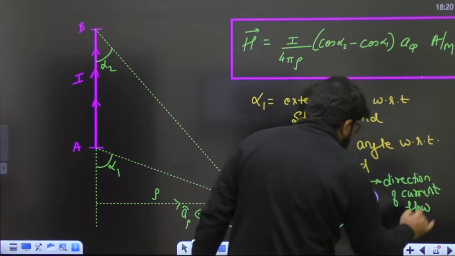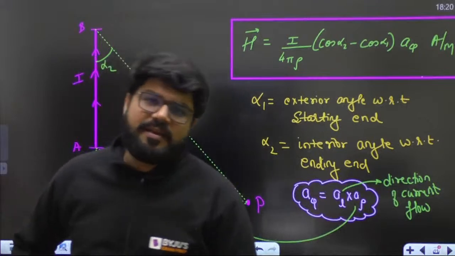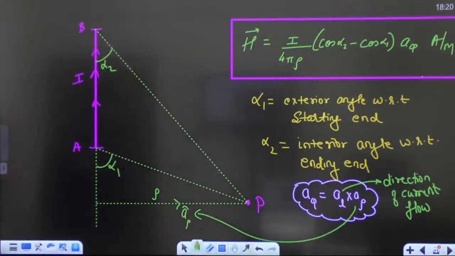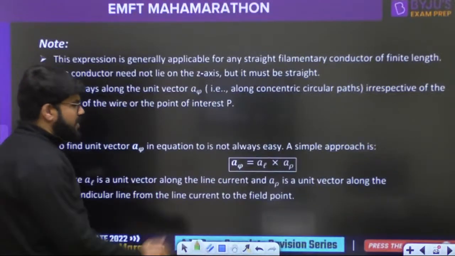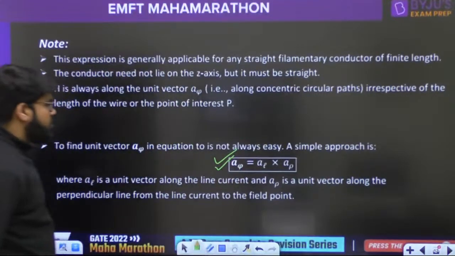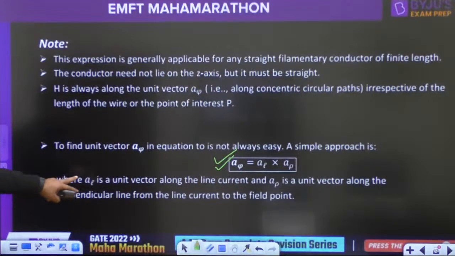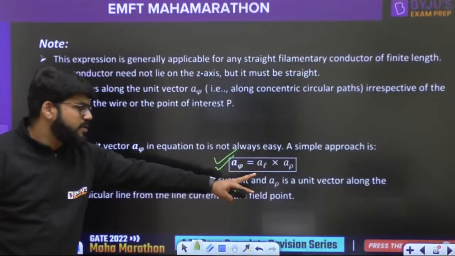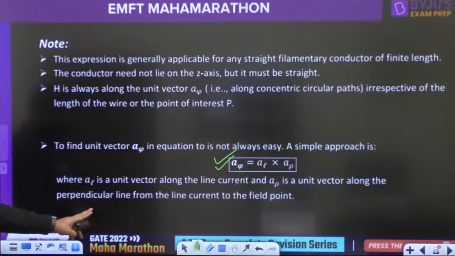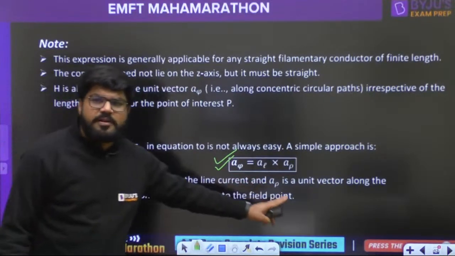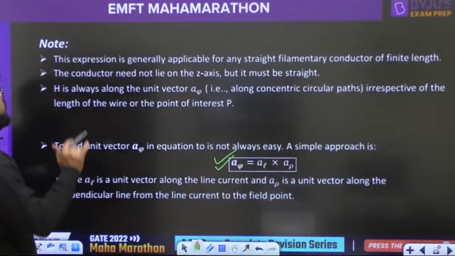The direction in which the current is flowing, the direction of the line current element. Okay? That is what is known as the AL. That is what is once again written here, AL cross A rho. Same thing has been explained here. AL is a unit vector along the line current and A rho is a unit vector along the perpendicular line from the line to the field point. Okay, everybody, that is what I told you.